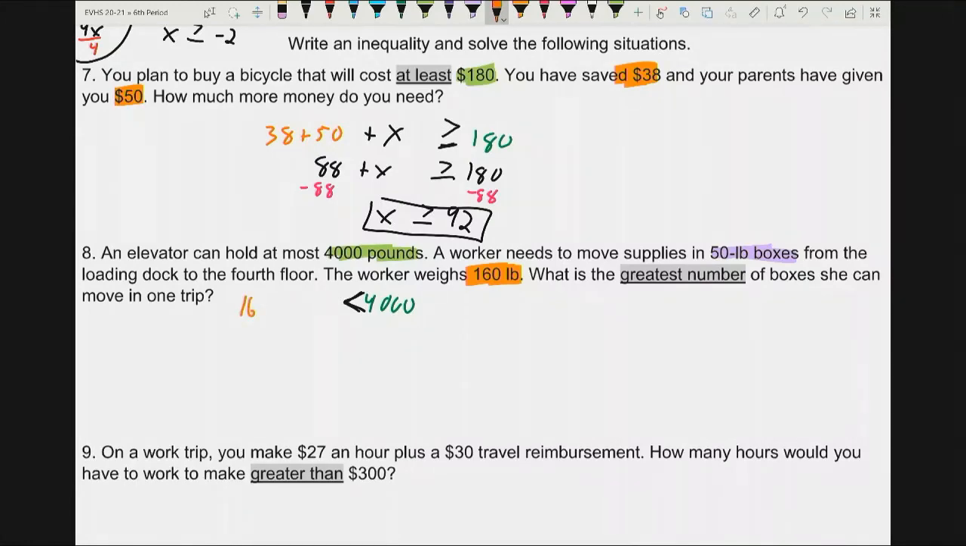So we've got the starting value of 160 plus 50 times the number of boxes. Okay, what is the greatest number of boxes that she can move in one trip? We're going to solve this inequality. Let's subtract the 160 out, and we're left with 50x is less than 4,000 minus 160, which is 3,840.